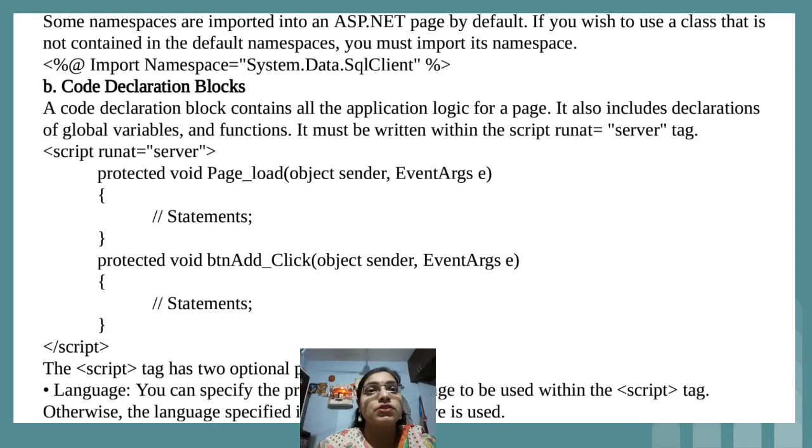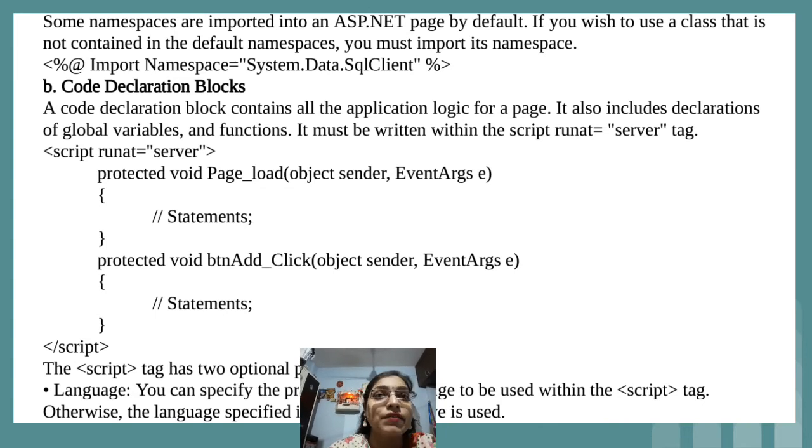Then the second element of the .aspx file is the code declaration block, that is nothing but the script tag, in which we write down the code. So basically in the script tag we have seen runat equal to server. This is one parameter which we use in the script tag, but there are two other optional parameters also available. The first parameter is language equal to, we have written C#, right? So we can provide the language which we are going to use by using the language parameter.